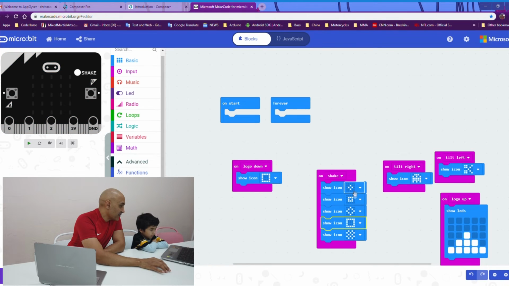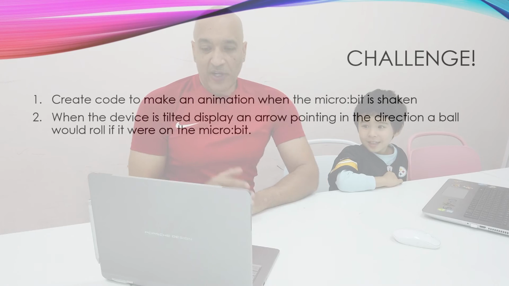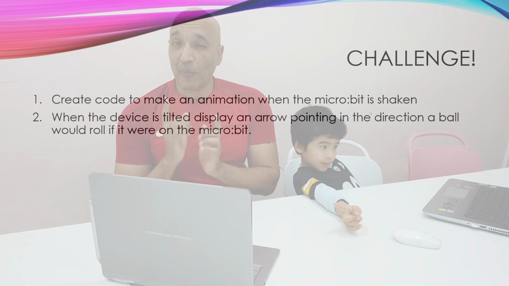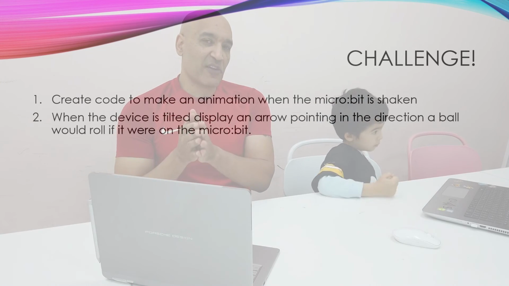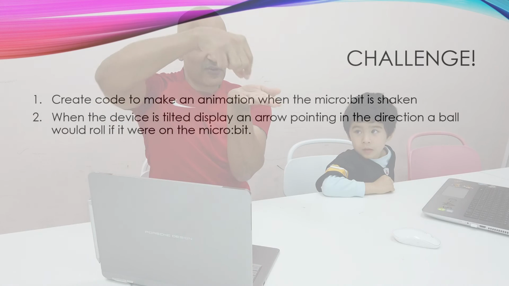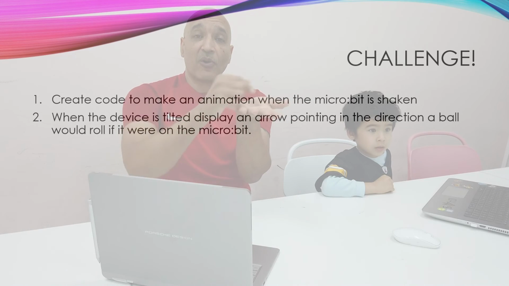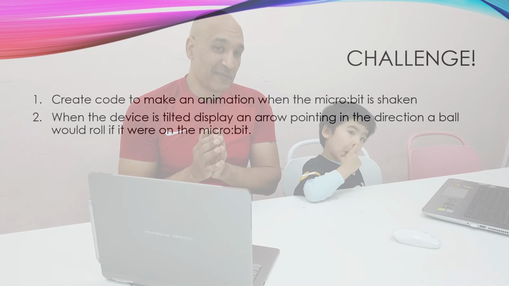Okay, so I have a series of pictures, and whenever you show a series of pictures, it looks like things are moving, so that's an animation, okay? We want it so that when the device is tilted, we have an arrow pointing in the direction a ball would roll if it were on the MicroBit. And this is the key here for this challenge, is think about the MicroBit is in your hand. There's a ball on top of the MicroBit. And when you move the MicroBit, what direction is that ball going to go? And that's the direction that we want the arrow to point, okay?